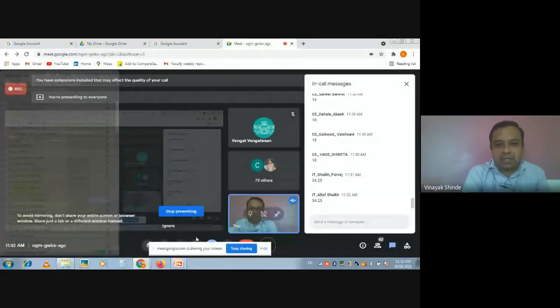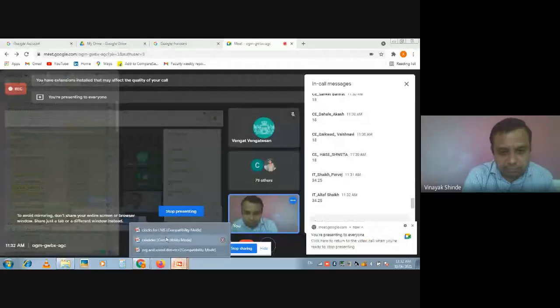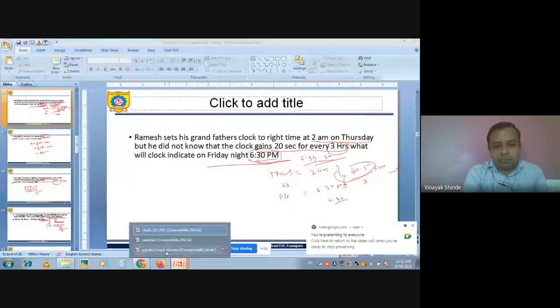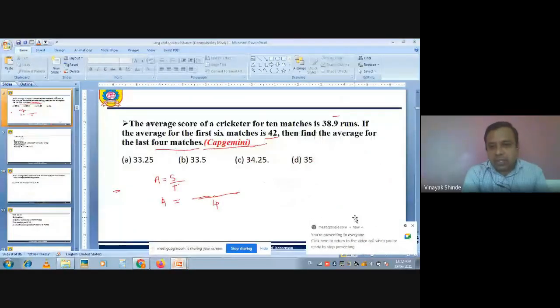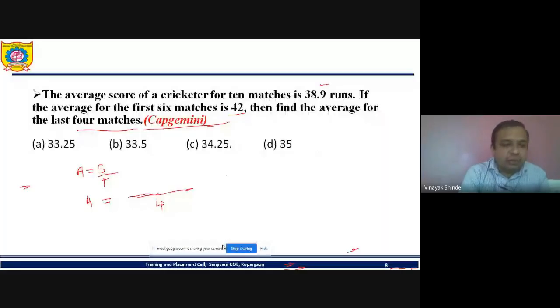Yes, many students got the answer also. It is 34.25. So it is a simple one. How to find out average? It is equal to sum divided by total. We need to find out the sum for the last 4 matches. How to find out the sum for the last 4 matches? We have the average for 10 matches, so we can calculate the sum for 10 matches.